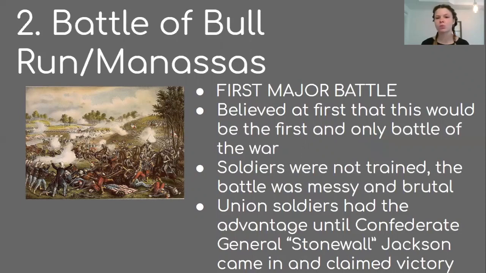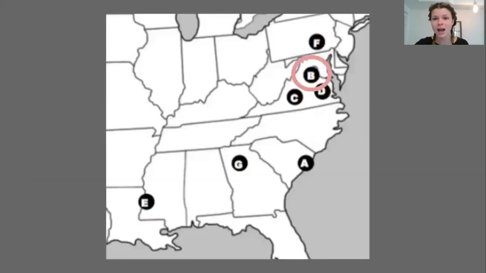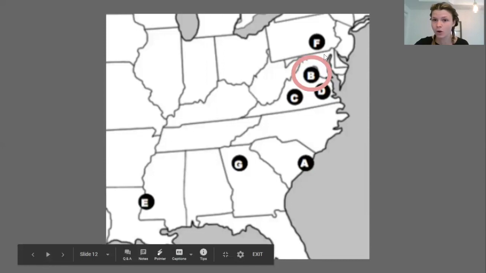They believed that this would be the first and only battle of the war, that basically the Union would just smoke the Confederates, go take over Richmond, and then everything would be fine. But soldiers were not really trained. The battle was super messy and quite honestly brutal. The Union soldiers had the advantage until Confederate General Stonewall Jackson claimed victory. Manassas is in Virginia and is going to be letter B on our map.